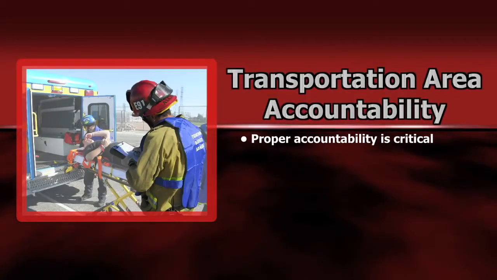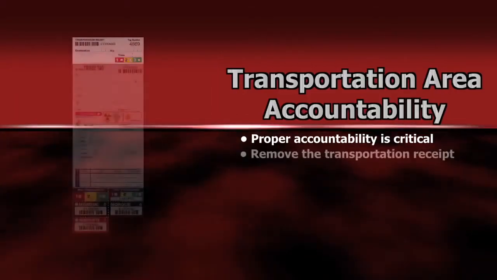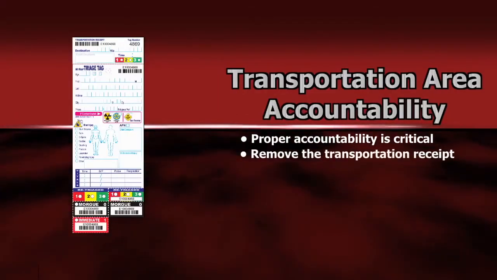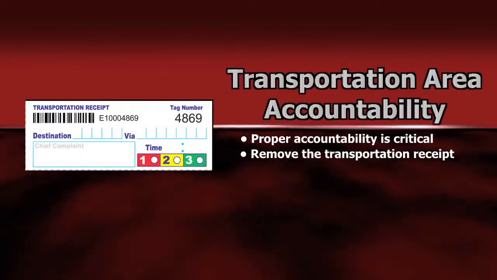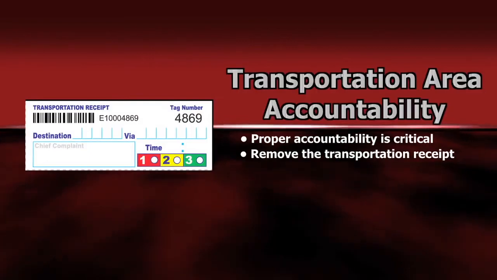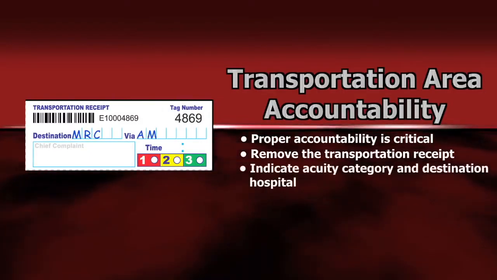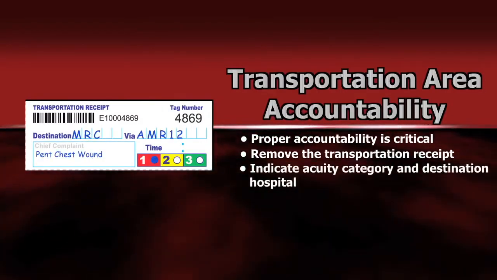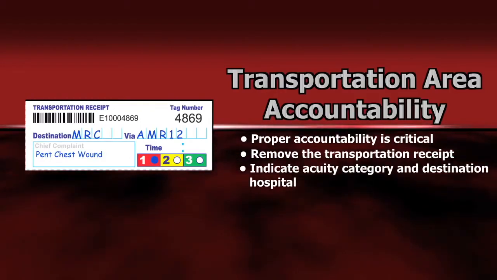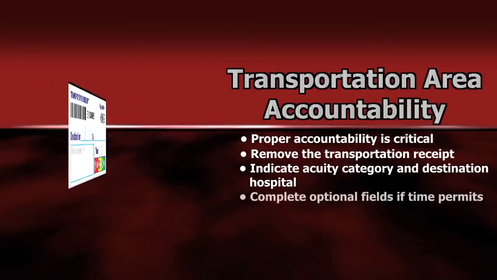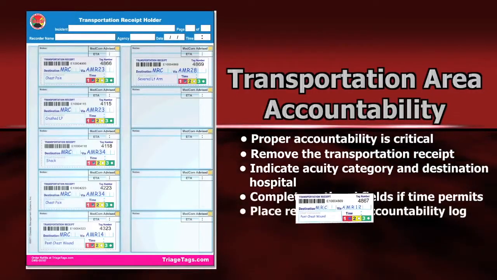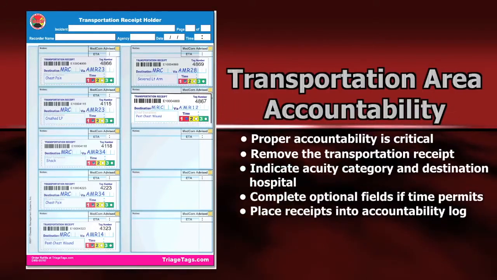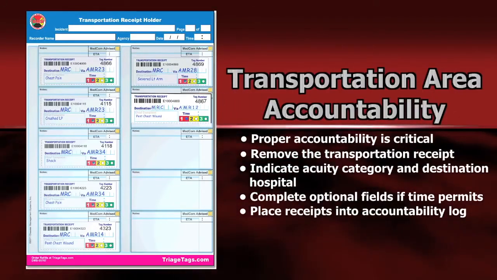Just prior to a patient being loaded into an ambulance, the transportation receipt located on top of the DMS triage tag is removed by the transportation group supervisor or a designated ICS position given that responsibility. Mandatory fields on the transportation receipt, such as acuity category and destination hospital, must be completed. Optional fields on the back of the transportation receipt are available if time permits or policy requires. Completed transportation receipts are placed in an accountability log for quick reference if needed and for post-incident reporting.